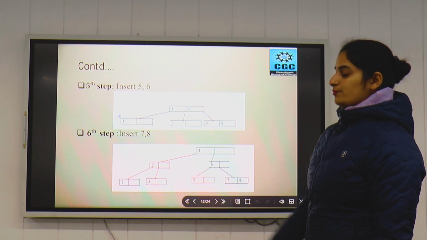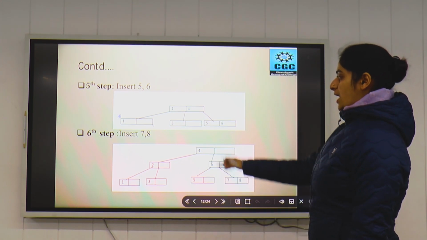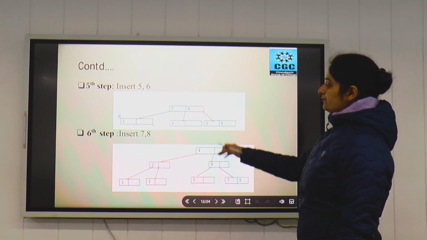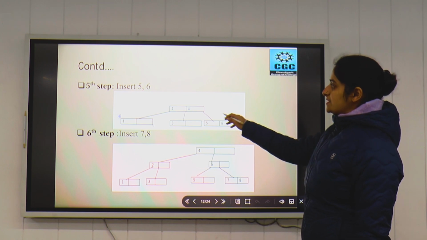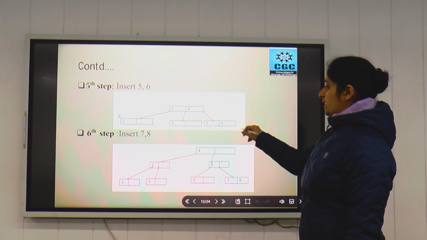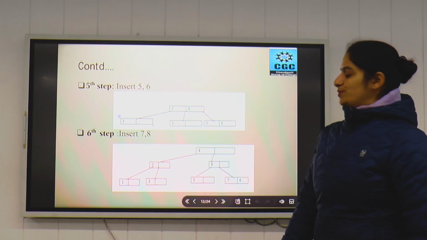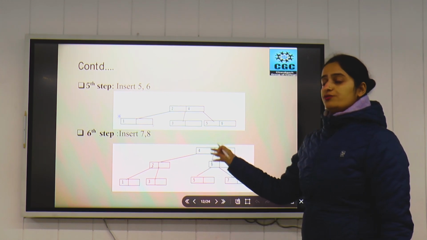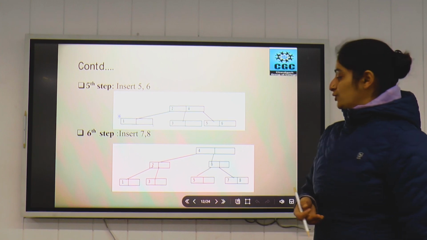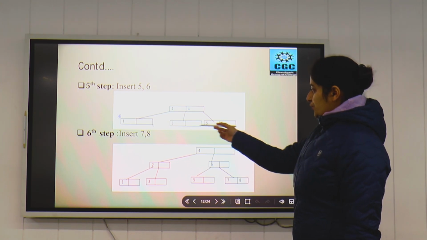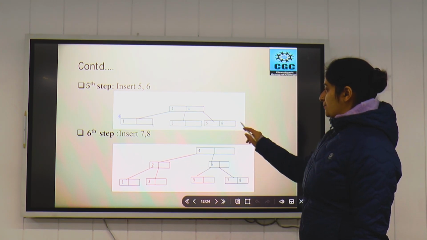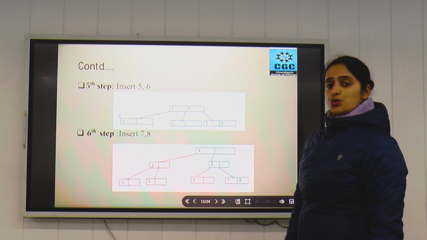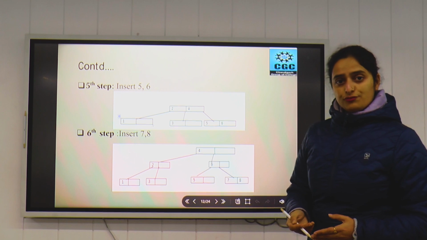In step 6, I have to insert the 7 and 8. Again, if I insert 7 in this first step, I come to know again the imbalancing is going to occur. How is it going to occur? This is how we have come across in the algorithm. When I insert 7, again the imbalancing nature is going to occur. So splitting I have to perform.